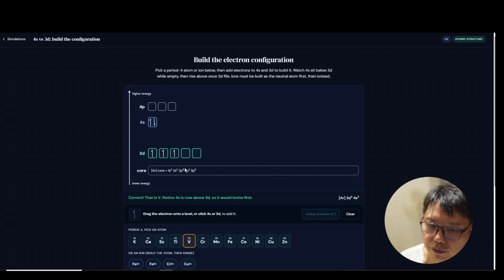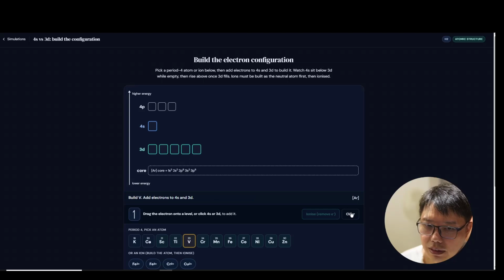Okay, so that's all the valence electrons. So your vanadium valence electron configuration will be 3d3 4s2.